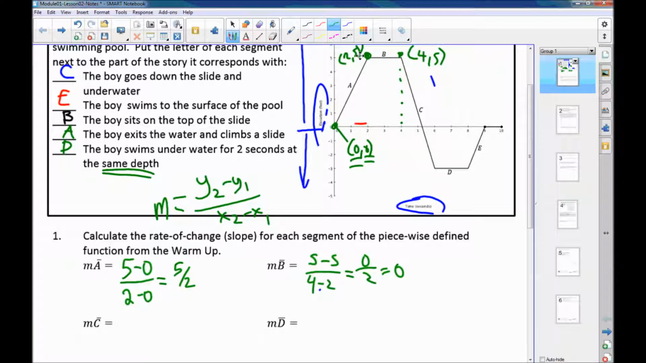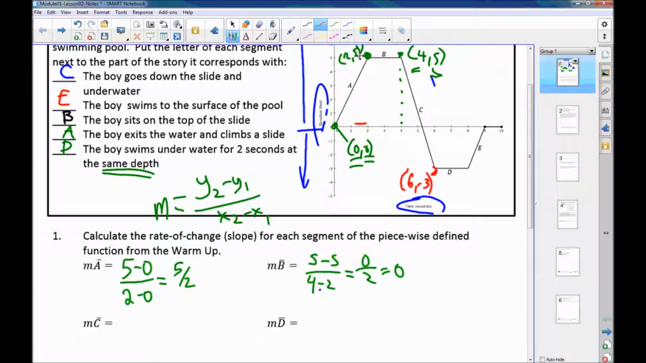Now, the one thing to remember about the slope formula is if you start with this y, you need to start with this x on the bottom. Okay, that's the thing that people have trouble with. All right, so looking at part C, our slope here, we started at 4, 5, and we end up at 6, negative 3.